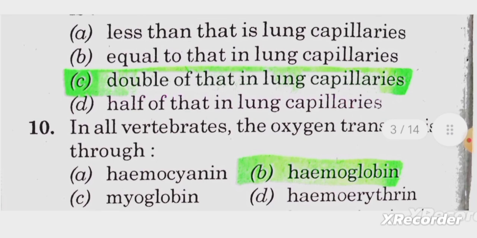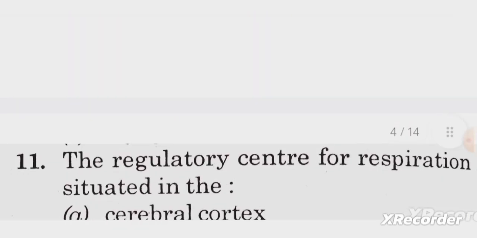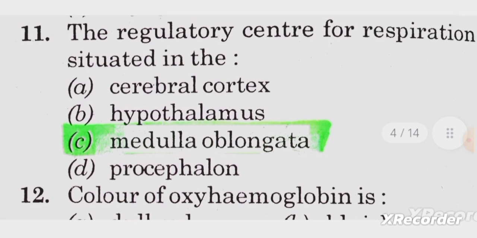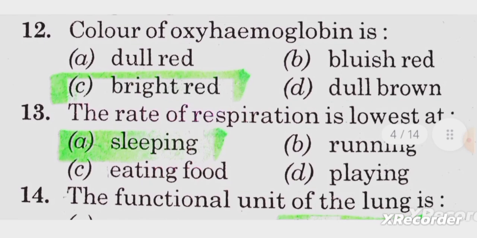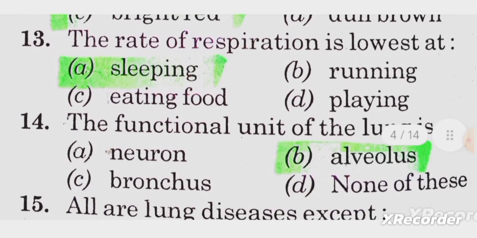10. In all vertebrates the oxygen transport is through answer B, hemoglobin. Next. 11. The regulatory center for respiration is situated in the answer C, medulla oblongata. Next. 12. Color of oxyhemoglobin is answer C, bright red color. Next. 13. The rate of respiration is lowest at answer A, sleeping.